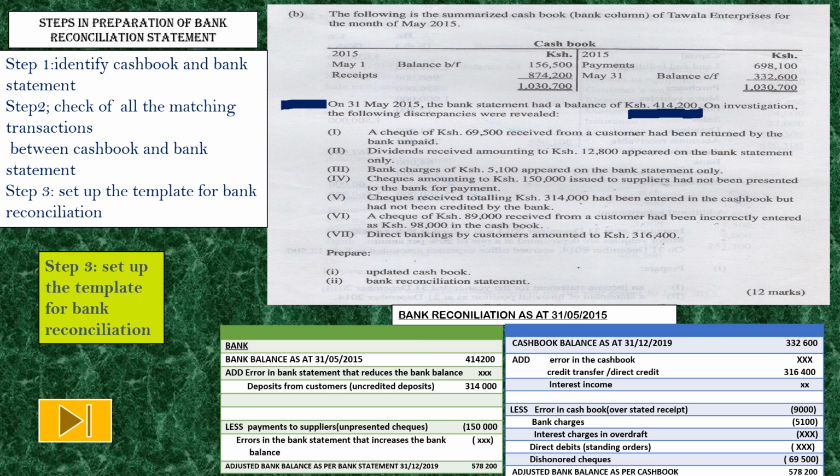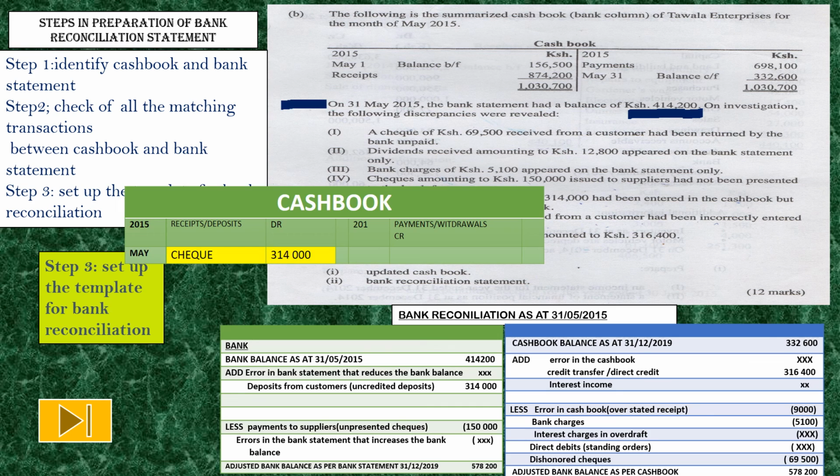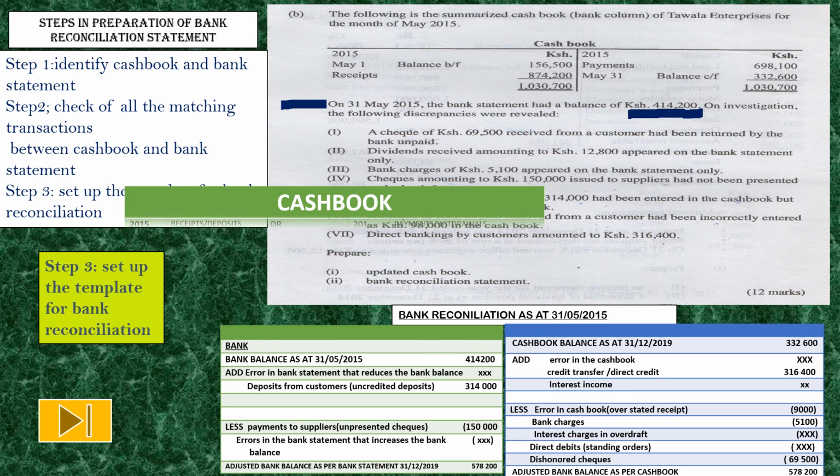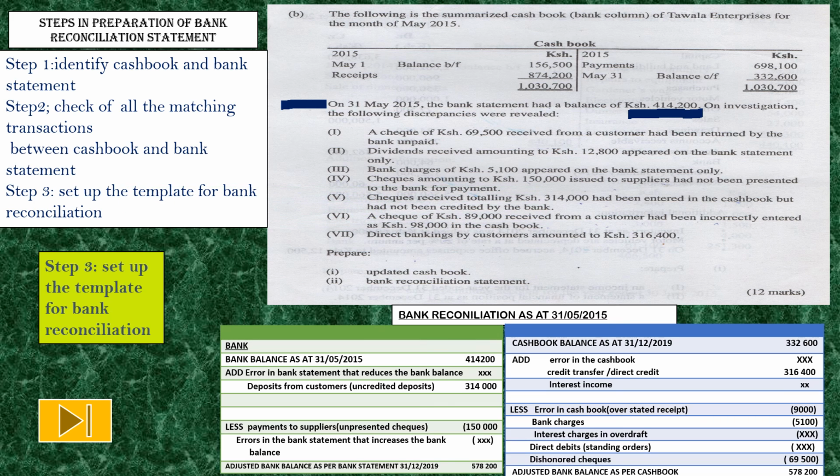A check received totaling to shillings 314,000 had been entered in the cash book but had not been credited by the bank. So this was a check that we received from a customer, and this particular check was increasing our money that we had within our cash book. So we go back now to our bank template and we increase our money with those deposits from our customer, usually referred to as uncredited deposit of 314,000.